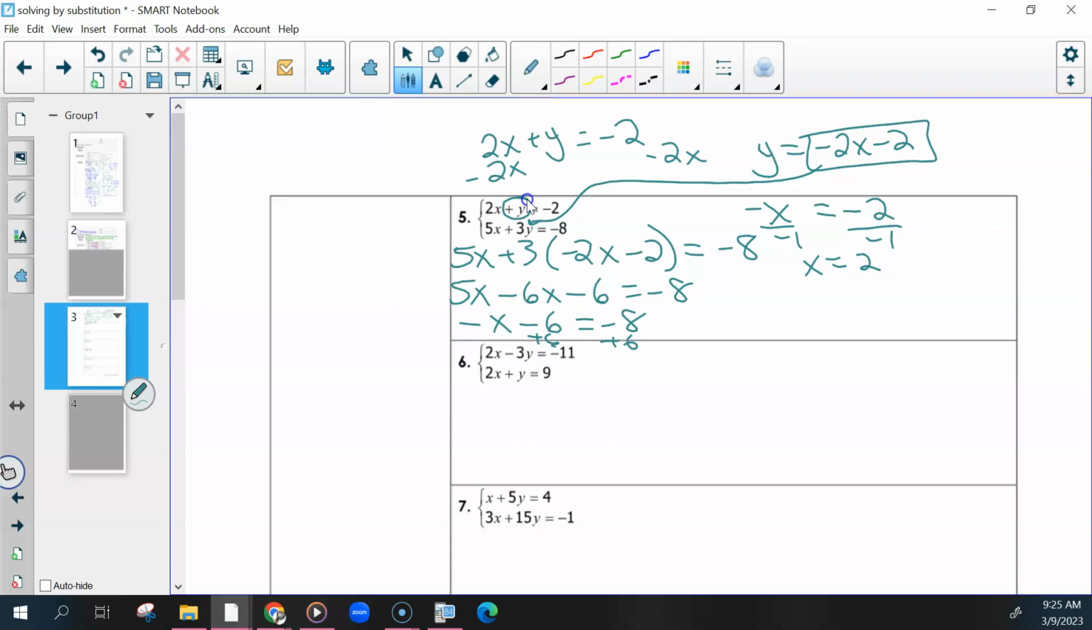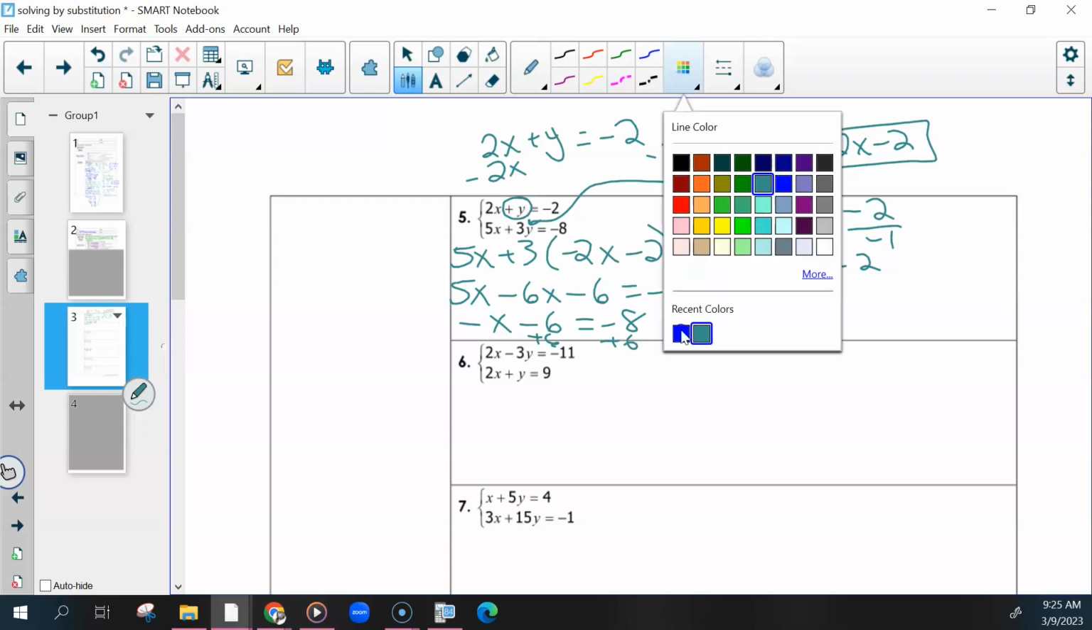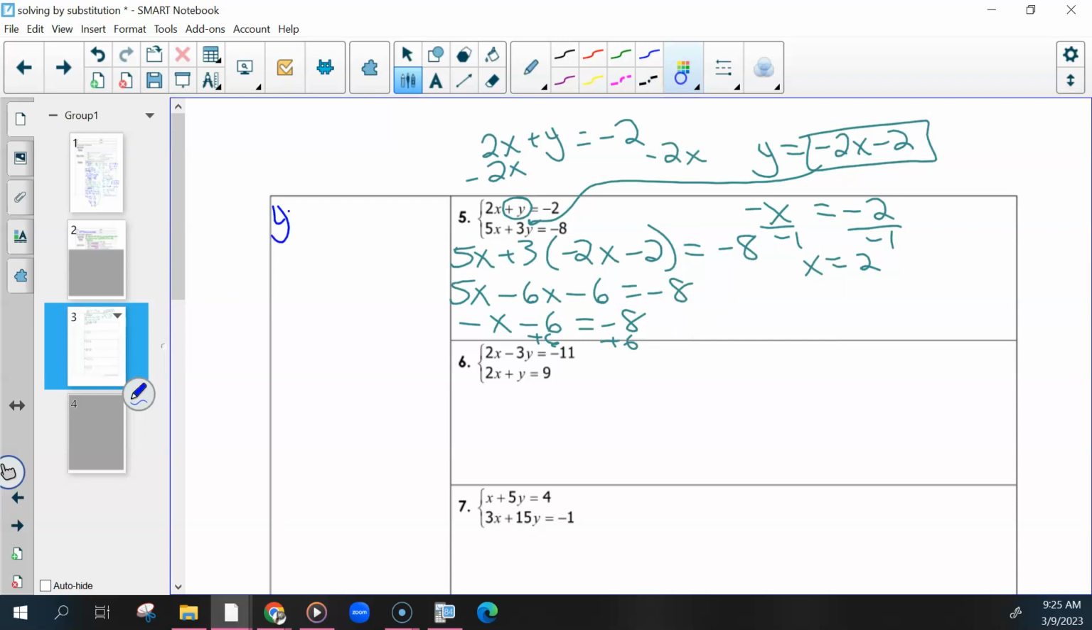Then, when you go to put it back in, you have different options. You can either put it into the original, or the other one, or you can put it into the solved one. That would be my go-to, because it would be less work. So what would your y value be? So then your ordered pair would be 2, negative 6.